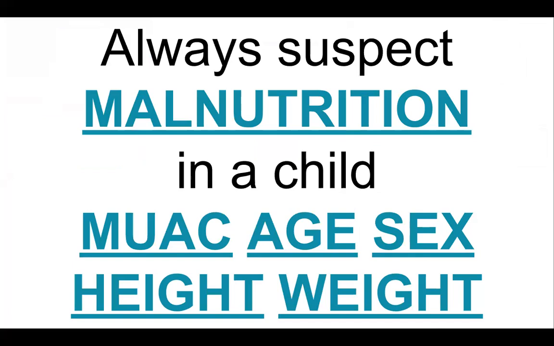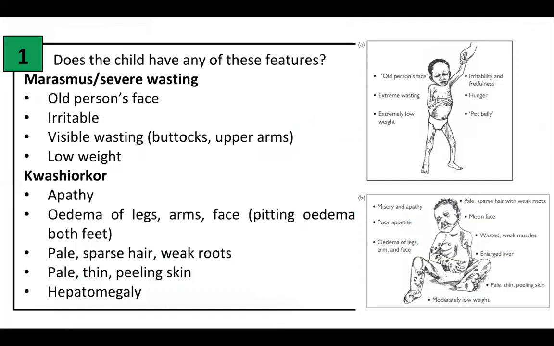The first thing is always suspect every child for malnutrition. We always screen for malnutrition by using MUAC, mid upper arm circumference, and we need to check the age, the sex, the height, and the weight of the children. So first, does the child have any of those features?